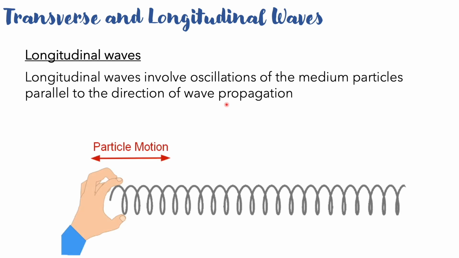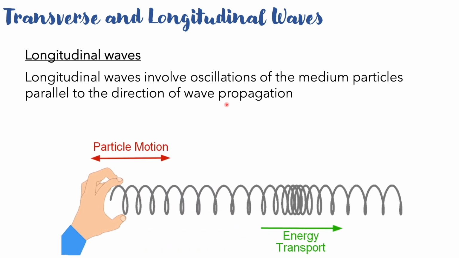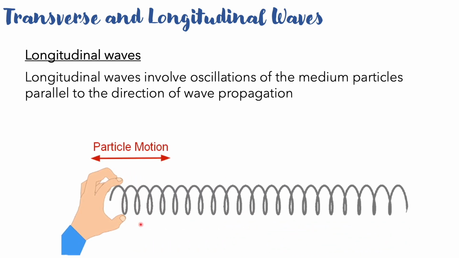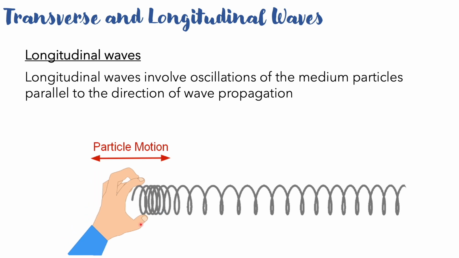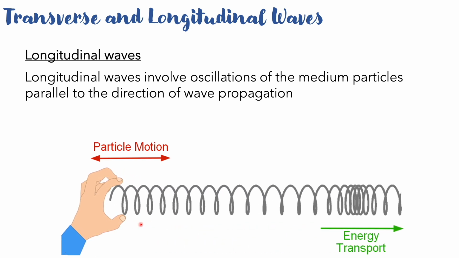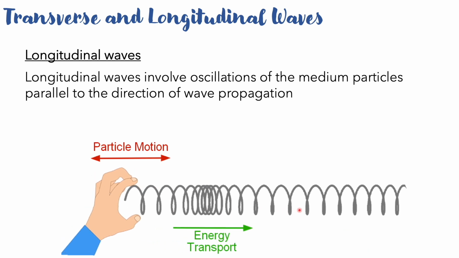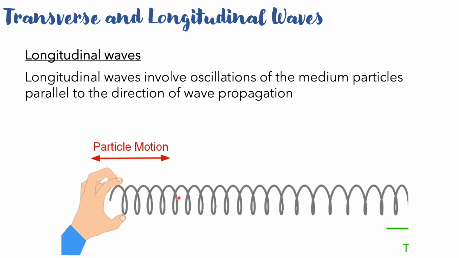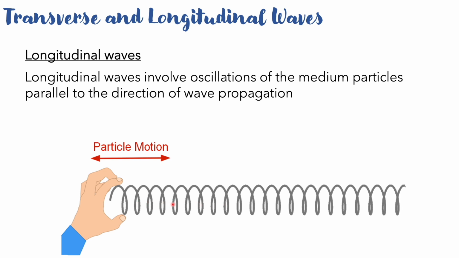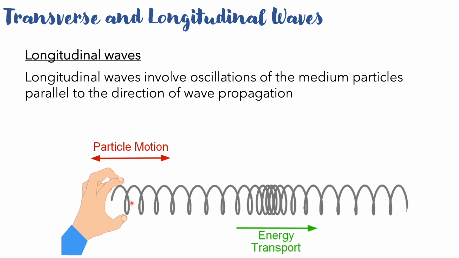So here is an example. The wave propagating through a spring is a longitudinal wave. You see that the wave is moving in this direction, while the particles of the spring are also oscillating parallel to this motion.